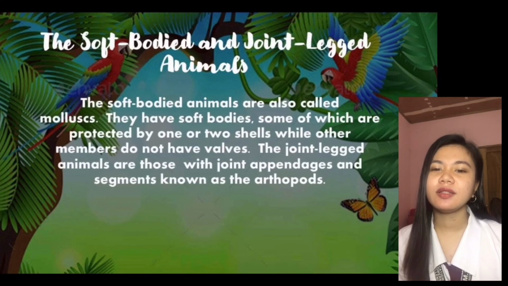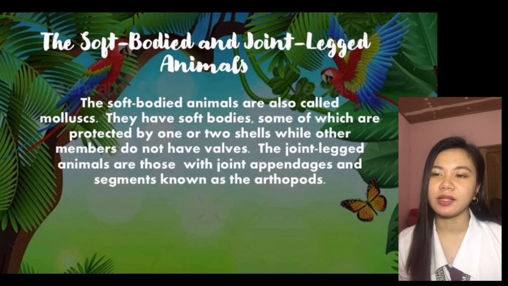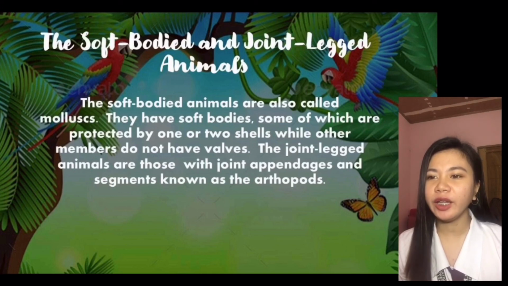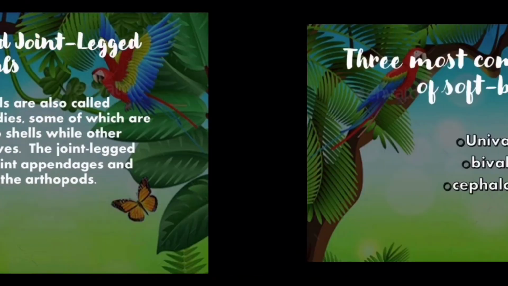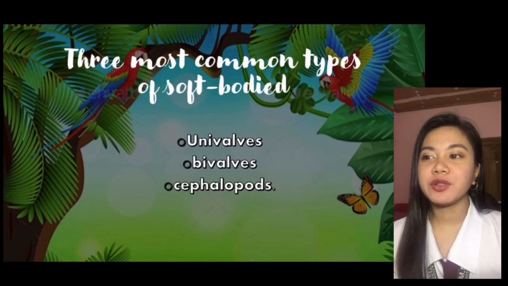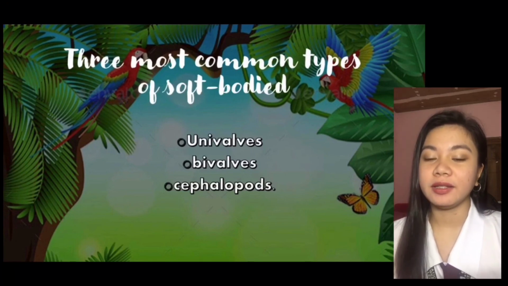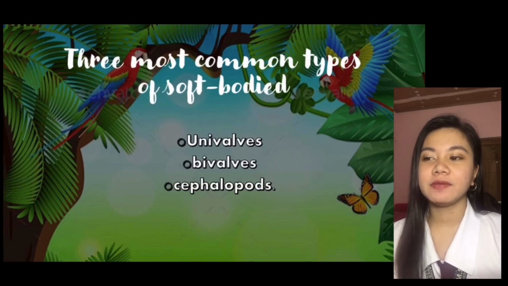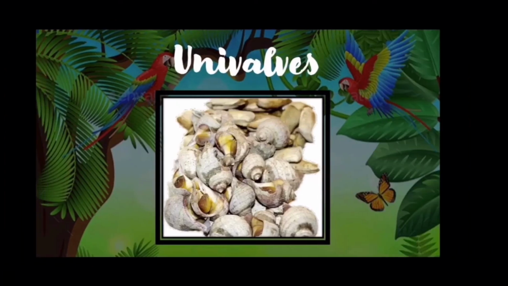The next one is the soft-bodied and joined-leg animals. The soft-bodied animals are also called mollusks. They have soft bodies, some of which are protected by one or two shells while other members do not have valves. The joined-leg animals are those with joined appendages and segments known as arthropods. So there are three most common types of soft-bodied: the univalves, the bivalves, and the cephalopods.